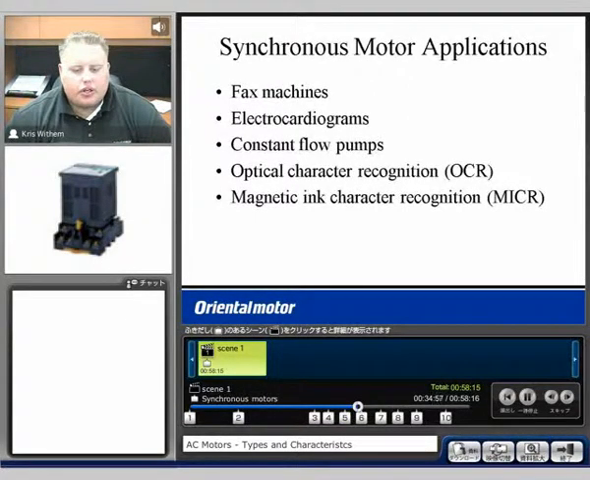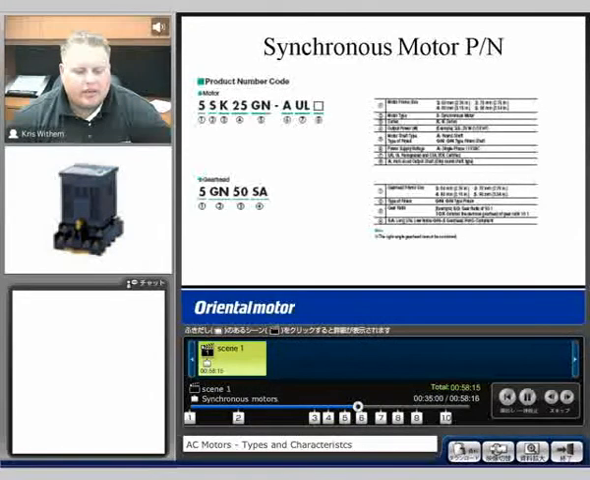Synchronous motor part numbers are the exact same type of structure as with the regular ones. Each part, again, will mean something. Frame size followed by series, wattage, pinion shaft, voltage, and in this specific case here, the UL stands for our UL rating, and then A is the output shaft type.